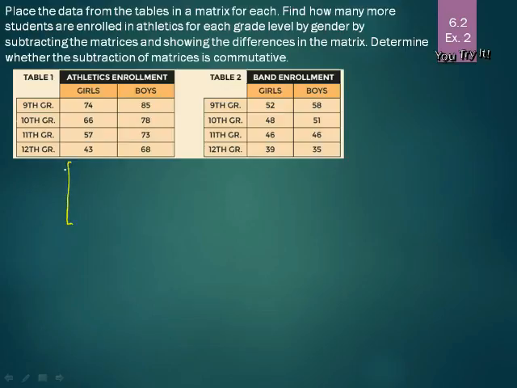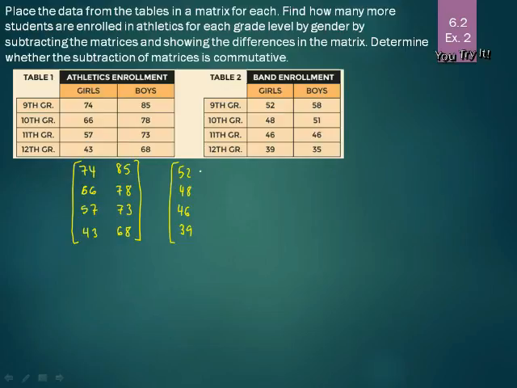Notice that both these tables have the same ninth, 10th, and so on rows and columns in their tables. And so we can just put the corresponding numbers into matrices. Notice now I'm just on the second table: 58, 51, 46, and 35. So we've put these into matrices, and now I can subtract them to find the difference.